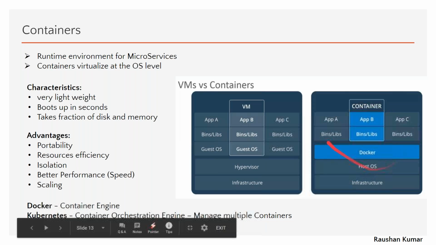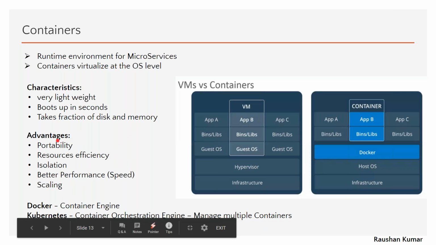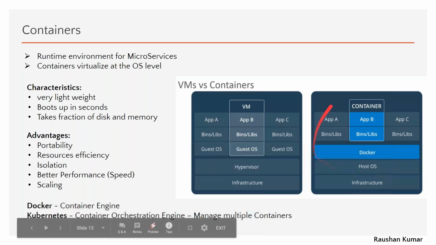I can have my entire application stack running. It takes fractions of disk and memory. It will have a very small footprint. I'm going to demonstrate that it takes very little memory. Advantages: portability, resource efficiency, obviously, right? If I'm taking fractions of disk and memory, resource efficiency is at its peak. Best isolation: all the containers will be isolated from each other. And better performance, obviously, if it boots up in seconds, it doesn't have the disadvantages of a guest operating system. It will take very little time to boot up.